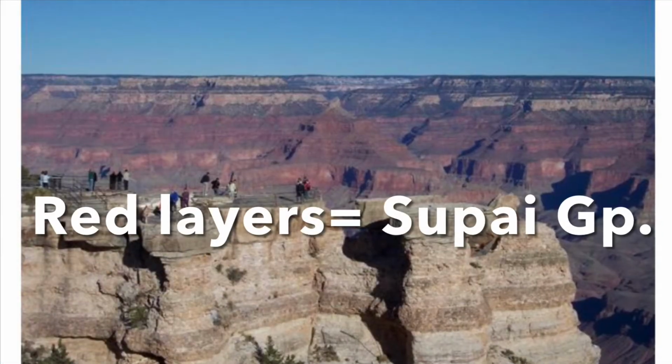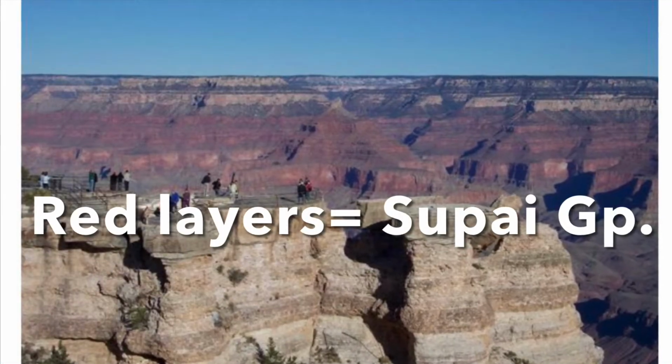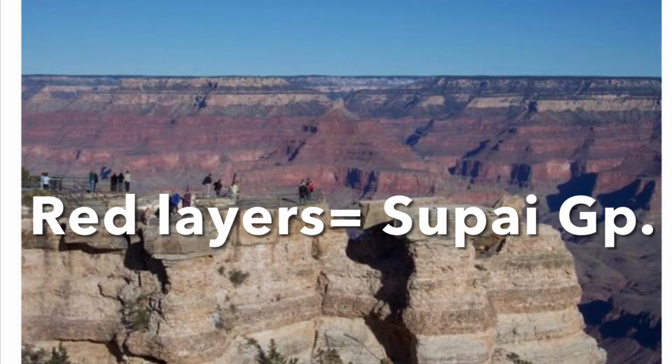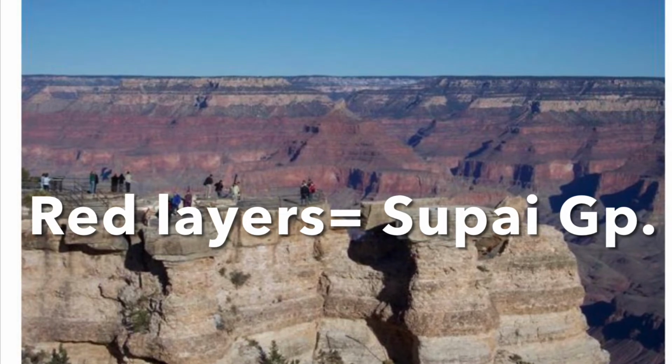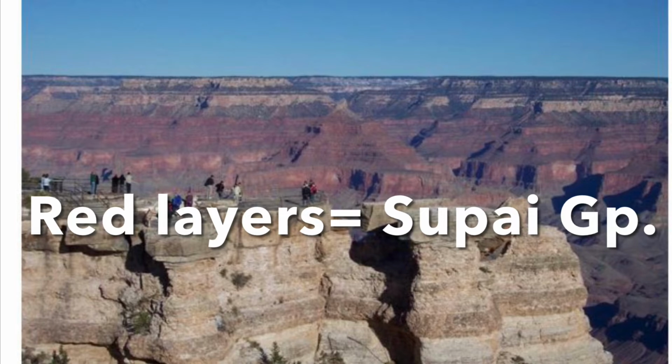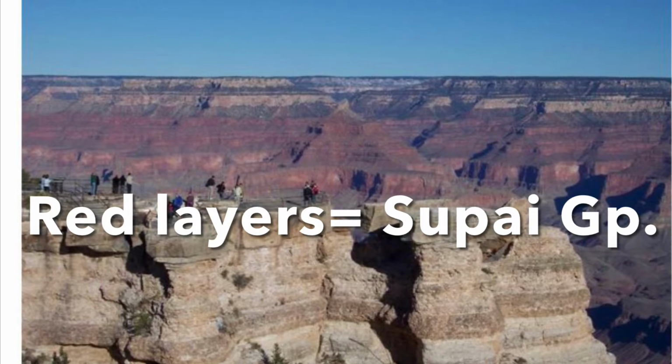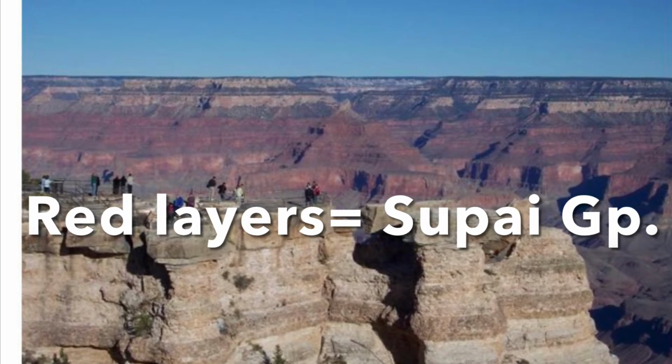Alrighty then, it's test time. You all know where this is. The Grand Canyon, right? You see the light colored layers on top and the red colored layers underneath. Which layers are the youngest?